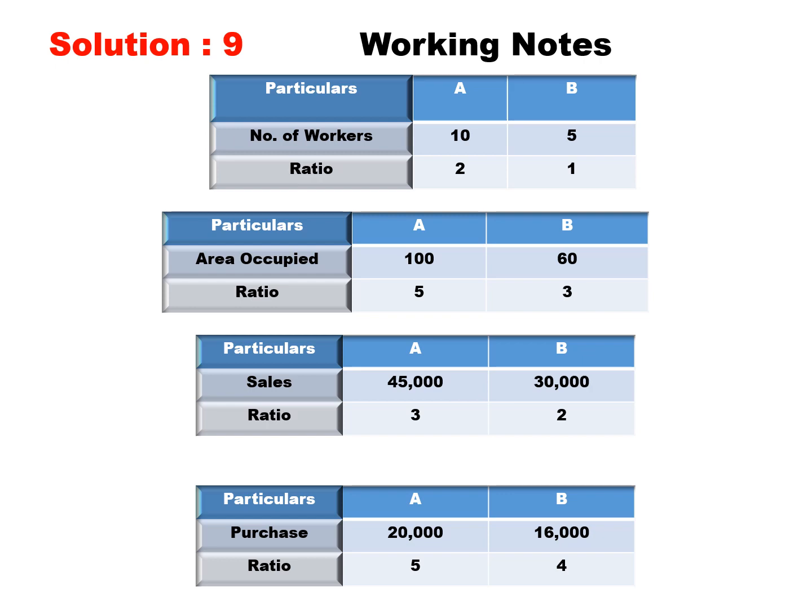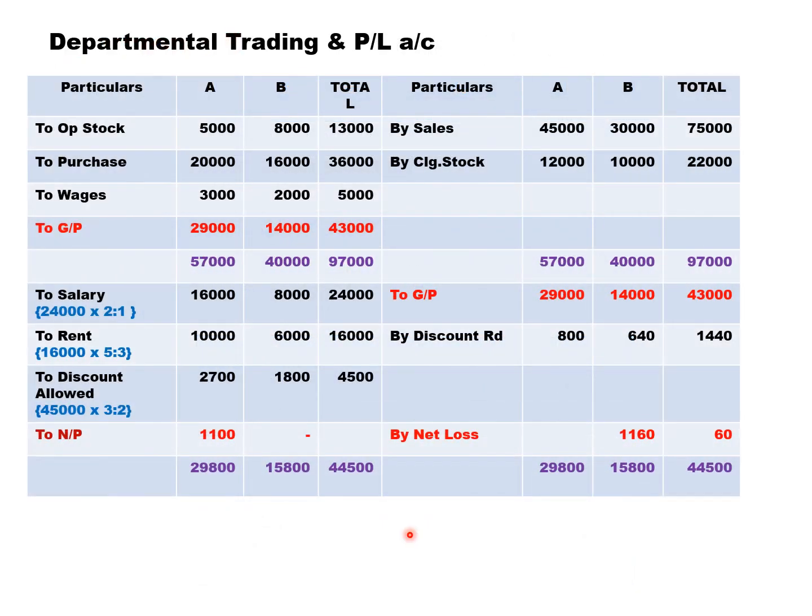Now let us look into the departmental trading account, students. This is departmental trading and PL account. Opening stock taken as it is, as it appears in the question. Purchases specifically given in the question. Wages given in the question. Sales and closing stock are also given in the question. So therefore sales and closing stock total minus the debit side, you get a gross profit of 29,000, 14,000 and 43,000.